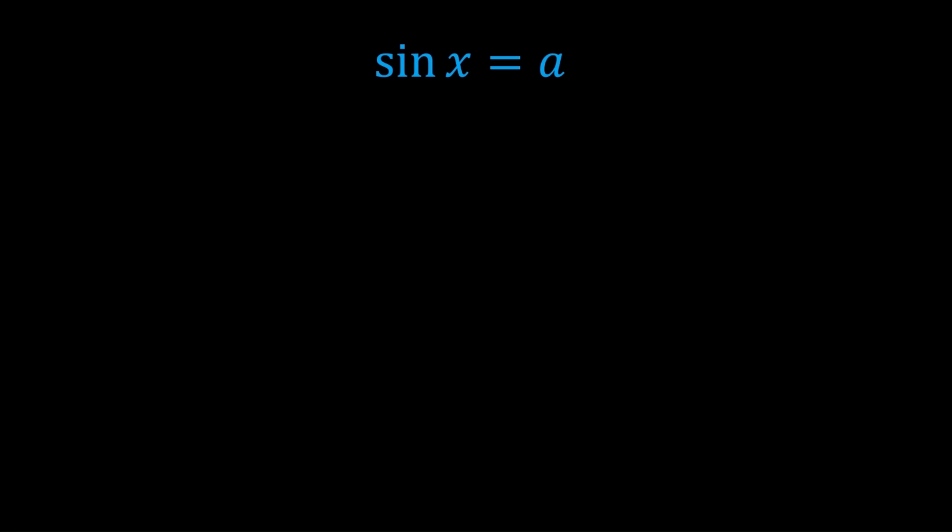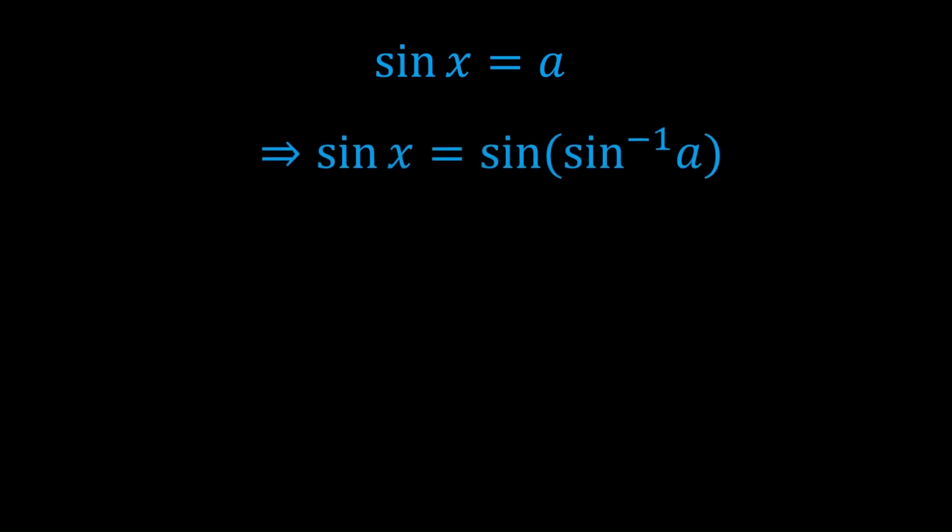Let's start with sine x. The first thing I'm going to do is write a as sine of sine inverse a. This is allowed because of how we define the inverse trig functions. Then, just for clearing things up, I'm going to let y equal sine inverse a. So now we have sine x equals sine y. Now I'm going to think of every case in which this can even be true.